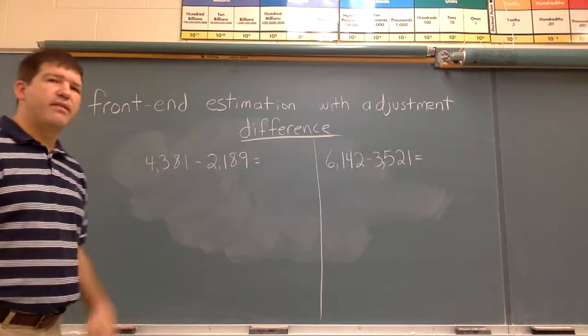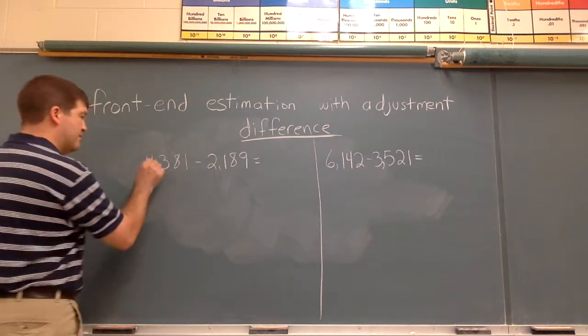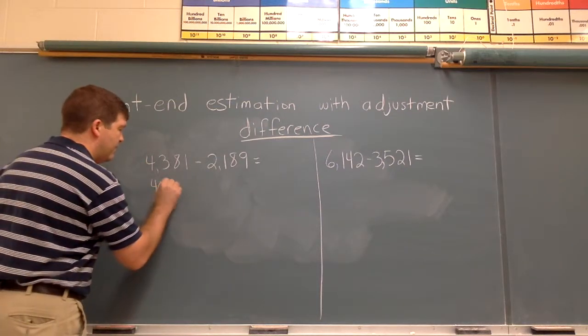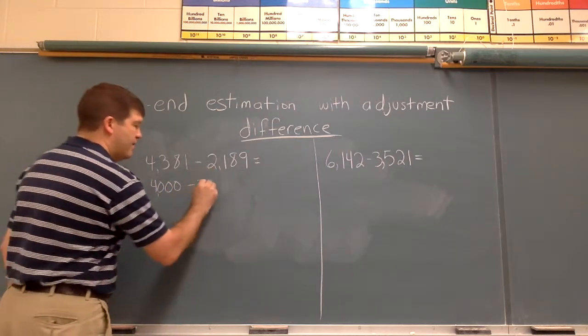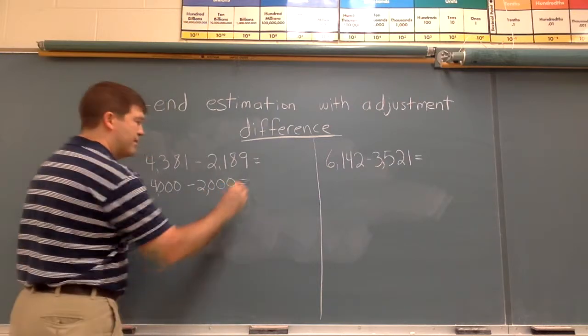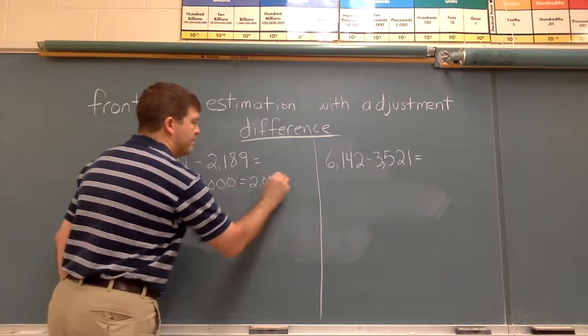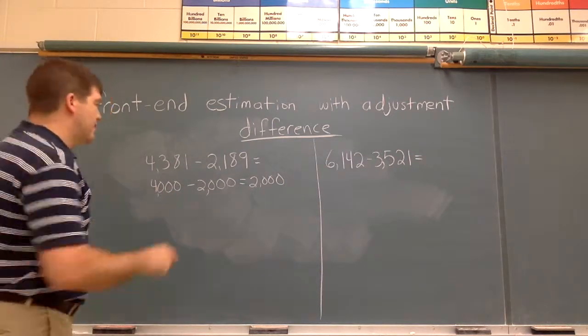So we want to start with our thousands. I don't round, I just bring down the thousands. I have 4,000 here, and I subtract it to how many thousands I have here, which is 2,000. And 4,000 minus 2,000 gets me 2,000. So I set that number to the side, and now I do my hundreds.